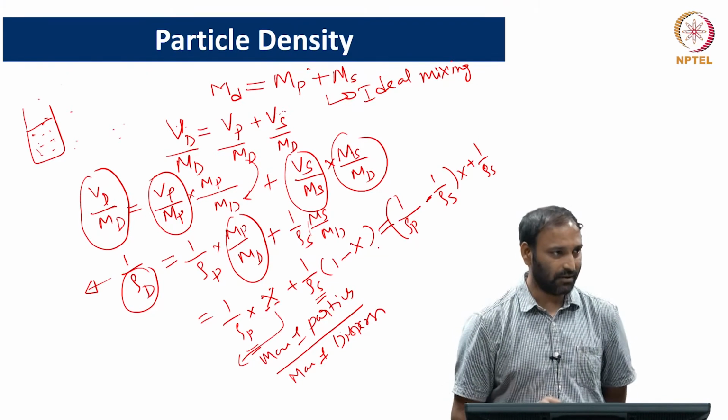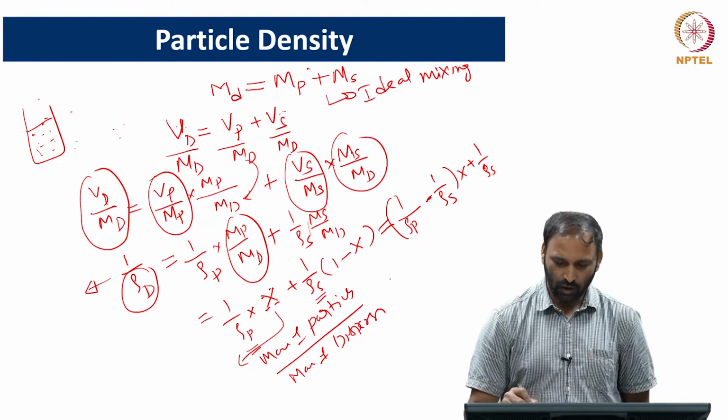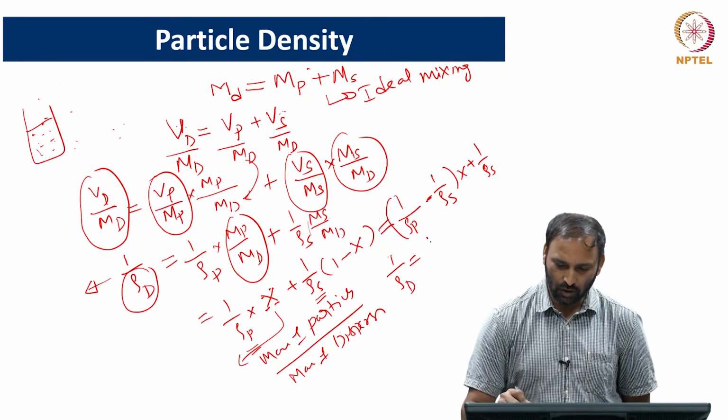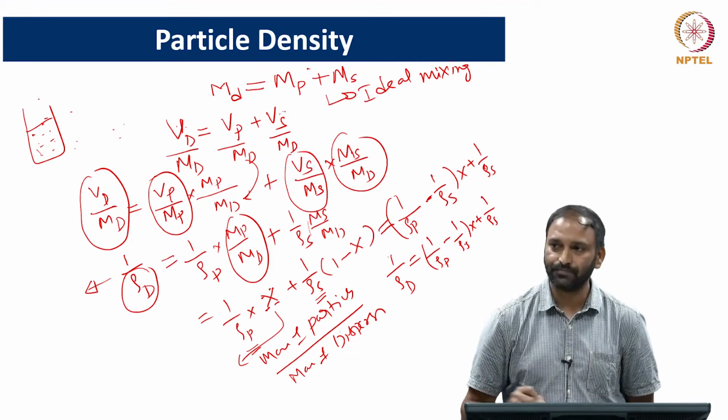So, what I have ended up with is an equation which says 1 over rho d is equal to 1 over rho of particle minus 1 over rho of solvent, multiplied by x, plus 1 over rho of solvent.